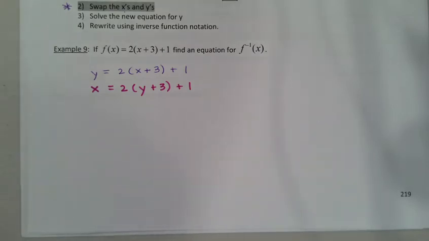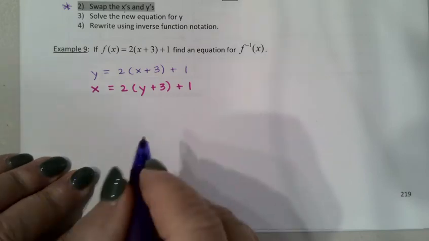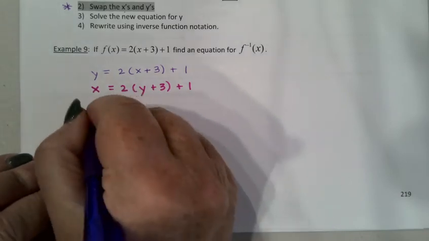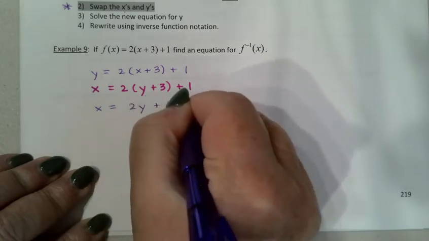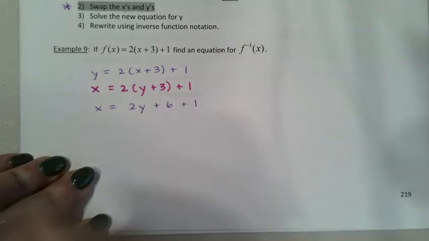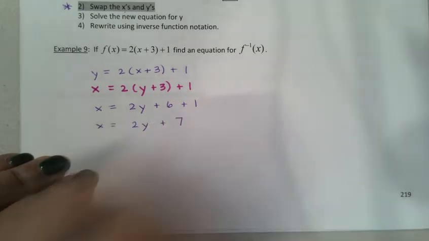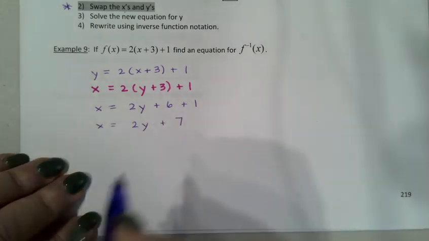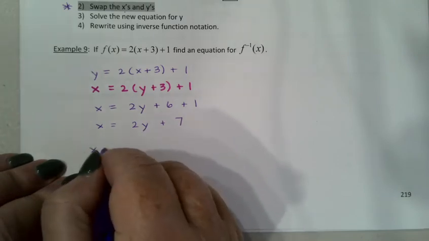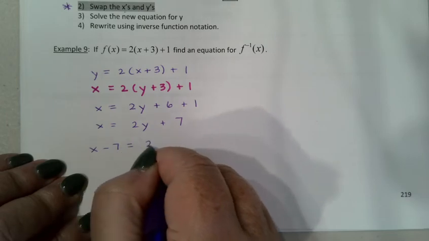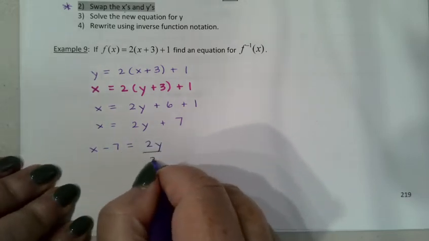All right, I now want to solve this new equation for y. So to do that, I'm going to distribute the 2. So I have x equals 2y plus 7. And let's see, to get y by itself, I would subtract the 7.